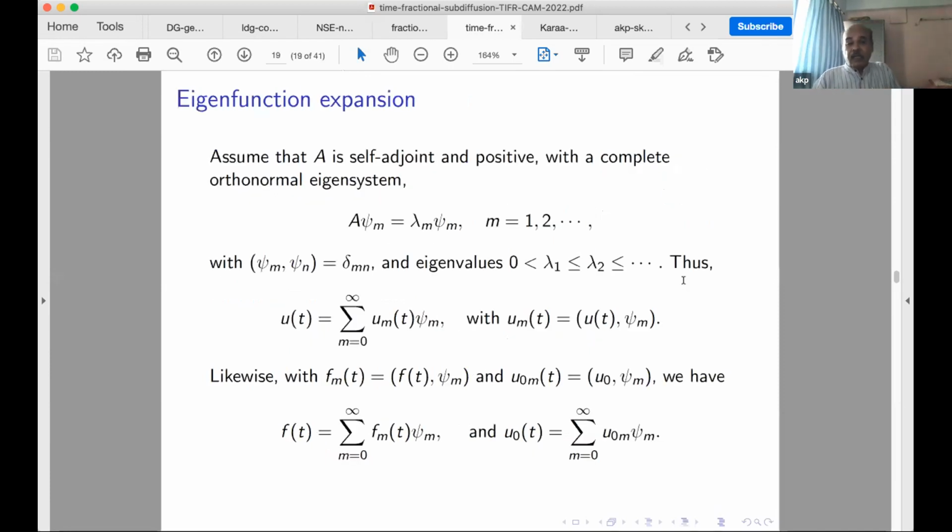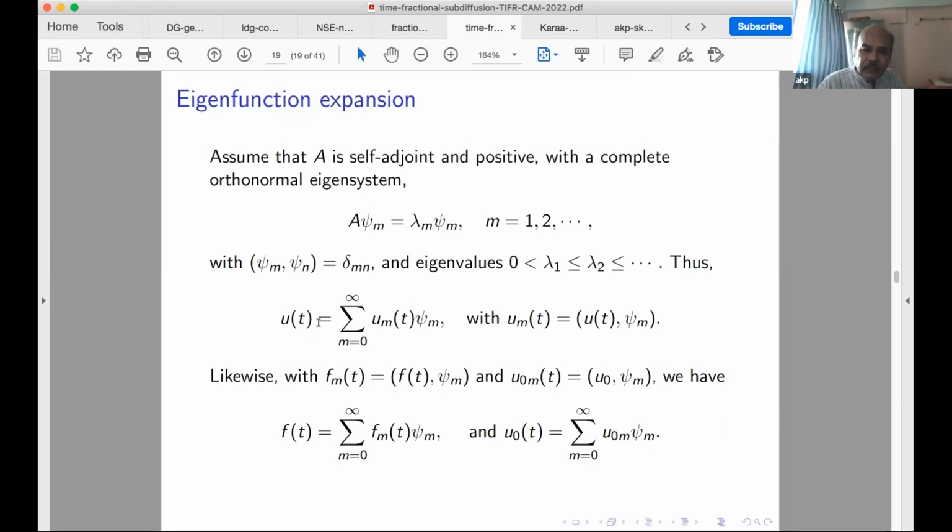Well, since A is self-adjoint and positive, and its inverse is going to be compact, it will have a complete orthonormal eigensystem. So A psi m is equal to lambda m psi m, and all these psi functions are going to be orthogonal. Let us assume that. And for this problem, the eigenvalues are positive because it is going to be a positive definite operator. So all are going to be positive, and you have a relation like this: lambda n tends to infinity as n tends to infinity, which reflects the behavior of an unbounded operator.